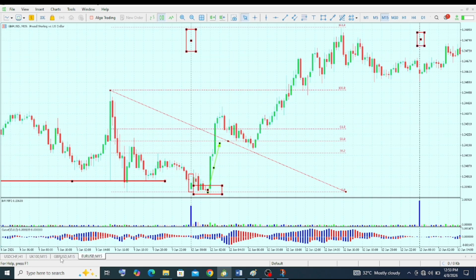Now, in the pound USD, the market was able to break through the central Fibonacci level and also trended upwards. So it also reached and passed the last line of the Fibonacci level. So you see, this is how correlation is very, very important.